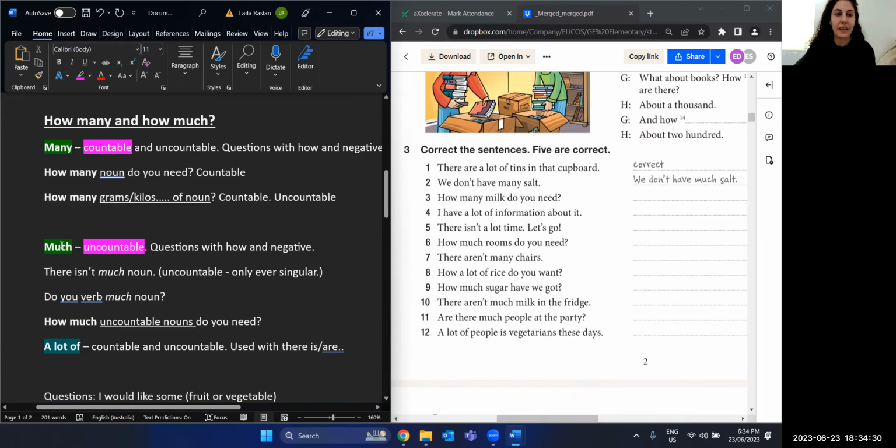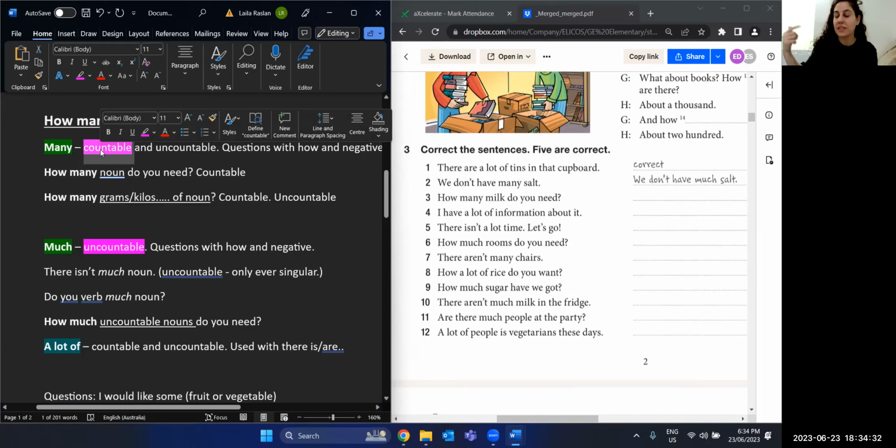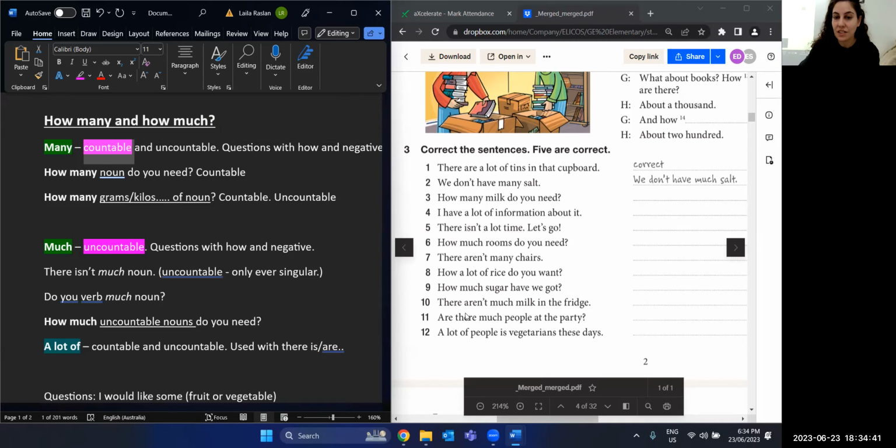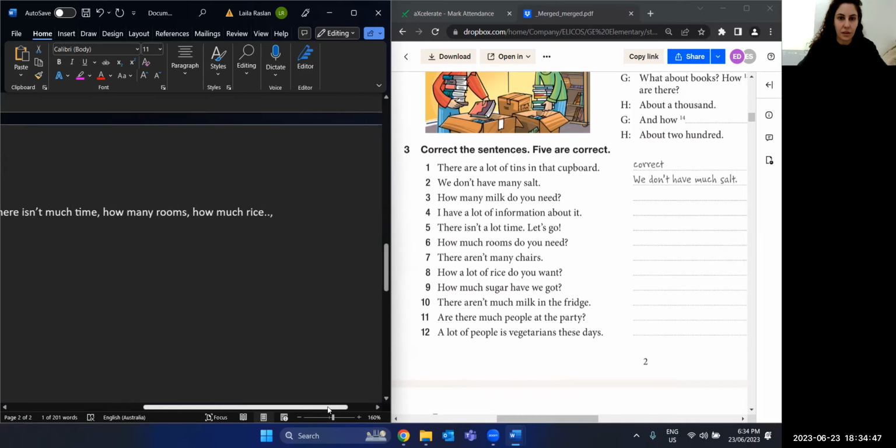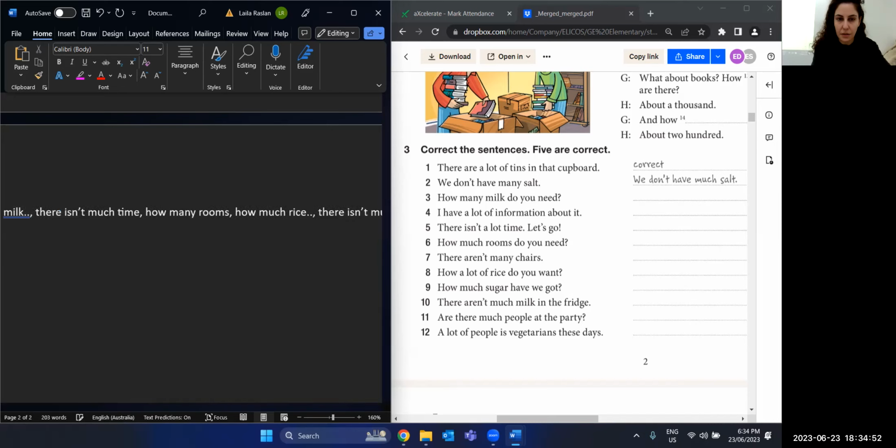Yeah, because people is countable, because I can say 1 people, there's 2 people in the room, there's 5 people. So are there many people? It's plural, but are there, there's your plural, many. So I need to make sure that's many. So we had there isn't much milk. And are there many people? Last one, 12, Andres.